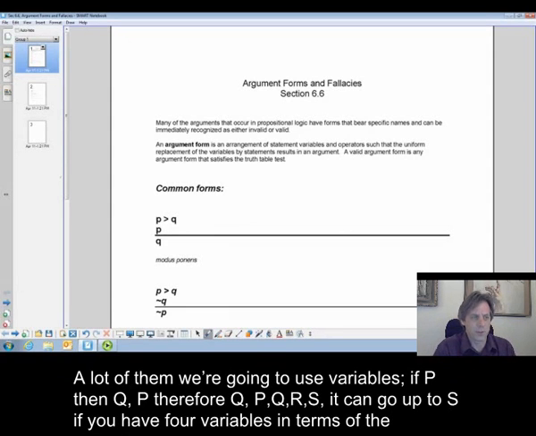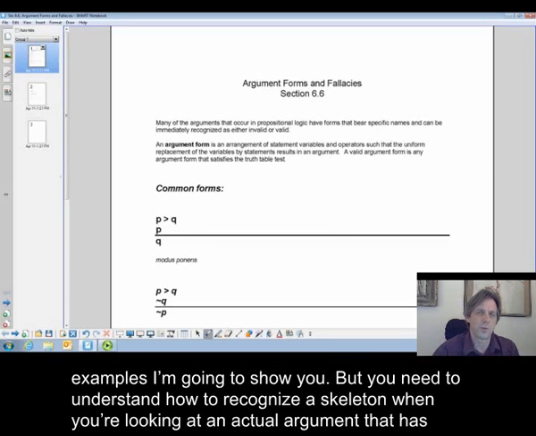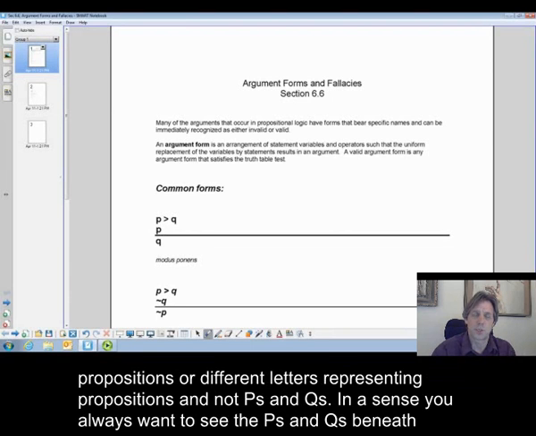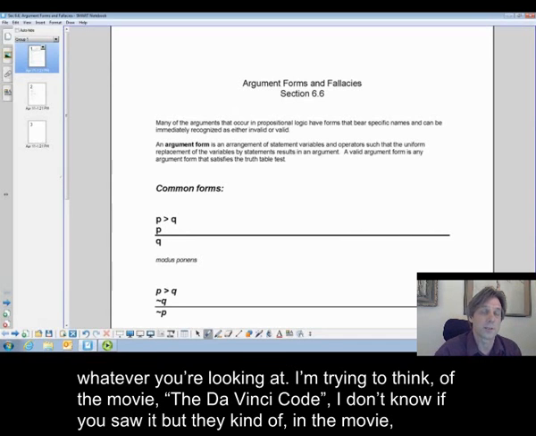Okay, a lot of them we're going to use variables. If P, then Q, P, therefore Q, P, Q, R, S. It can go up to S if you have 4 variables in terms of the examples I'm going to show you. But you need to understand how to recognize a skeleton when you're looking at an actual argument that has propositions or different letters representing propositions and not P's and Q's. And in a sense, you always want to see the P's and Q's beneath whatever you're looking at.